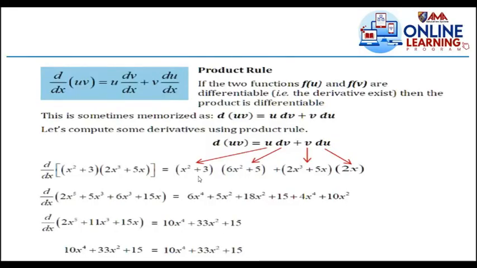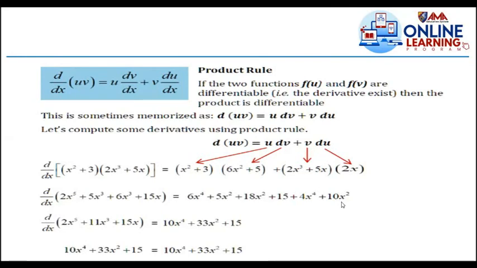Okay, so we have your u dv plus v du. So we're going to multiply x squared by 6x squared, 6x to the fourth, x squared by 5, 5x squared, 3 by 6, 18x squared, 3 by 5, 15. For this one, 2x cubed by 2x, 4x to the fourth, plus 5x, we have 10x squared.